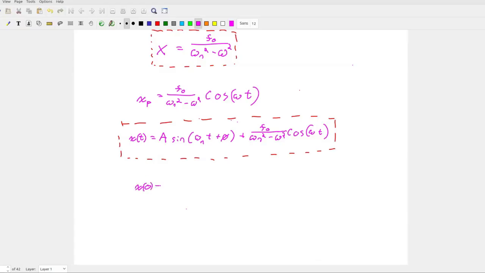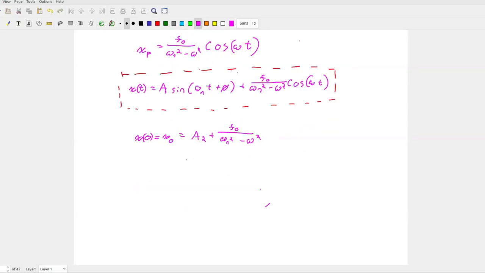x of 0, which often we'll write as x subscript 0, is equal to a2 plus f naught over omega n squared minus omega squared. I can rearrange this a little bit to get a2 is equal to x naught minus f naught over omega n squared minus omega squared.